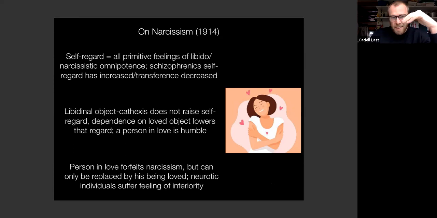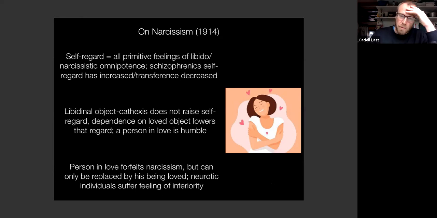Although in that object libido, in loving the other, you forfeit narcissism, you can only do that if you are being loved in return. Namely, if you love somebody deeply and they do not return your love, Freud would say that this is not possible to maintain. You can't maintain that because you feel too empty.